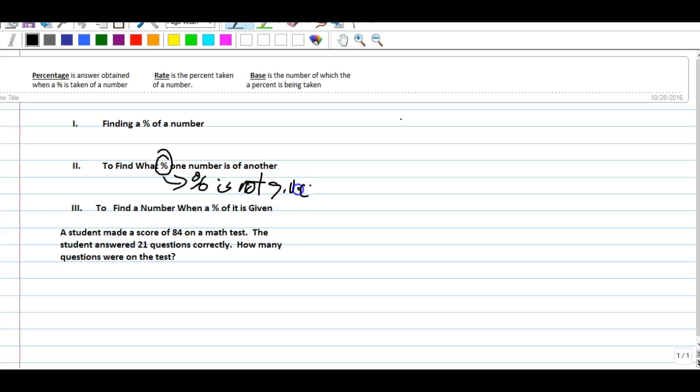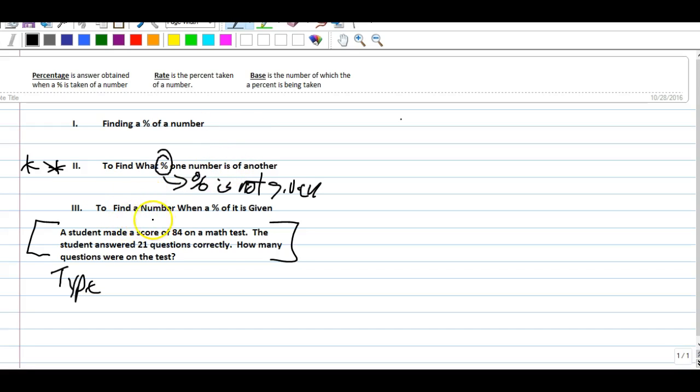So it should be very easy to recognize these types of problems, and those are the ones where you're finding what percent one number is of another. And the third type of problem is to find a number when a percent of it is given. In this case, you change the percent to a decimal and you divide the given number by the decimal number. So here we have a problem. We're looking at solving story problems. So I need to decide what type of problem this is. Is this finding a percent of a number? Is it finding what percent one number is of another?